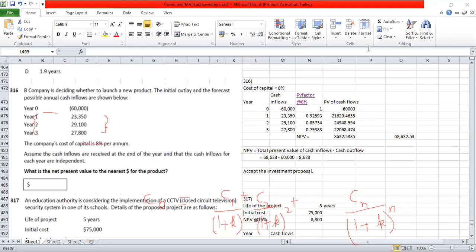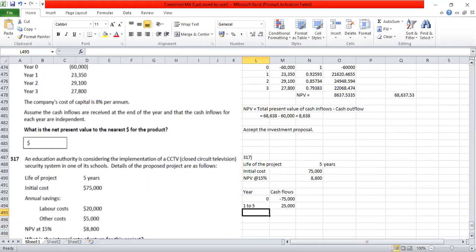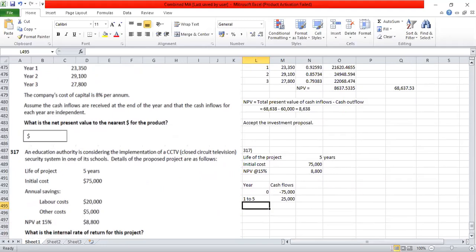So I'll erase the screen here so that it becomes easy for us to work it out. We see the cash flows are 25,000 for all the years, 1 to 5 years. So this situation is called an annuity. When it is an annuity, we select the present value annuity factor.